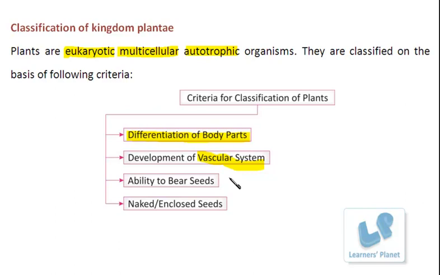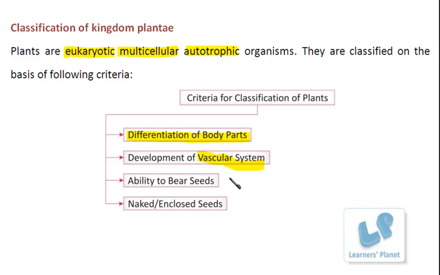That means initially there is a group of plants in which differentiation is not observed. The next group is one in which differentiated body parts are present. That means they have some basic structures like stem or leaf. Then there is the third group in which, along with these differentiated body parts, the internal vascular system is also developed. So that becomes the next criteria to generate the new group.